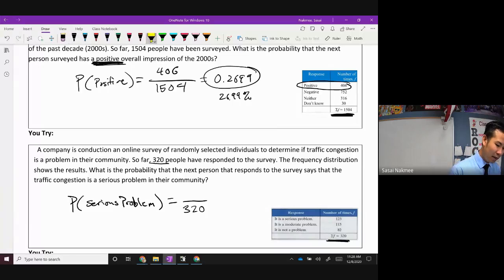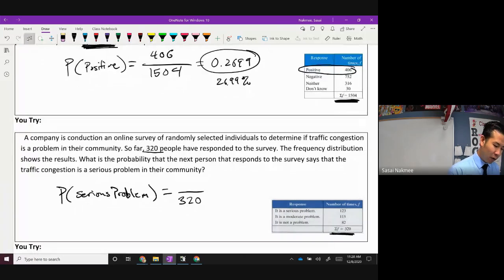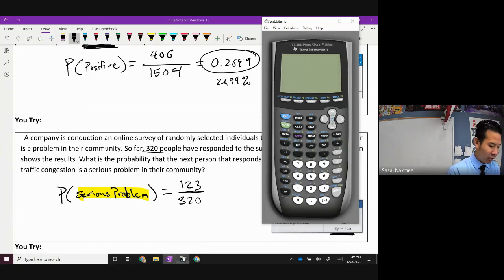I appreciate it. Okay. So hopefully you guys are noticing that we're focusing on the serious problem, which is this one right here, which has the number 123. Empirically speaking, that's the number that we're going to record for people who think traffic congestion is going to be a serious problem, right? So we write that down. It's going to be 123 out of 320. And yeah, that's pretty much it. That's your answer: 123 out of 320.